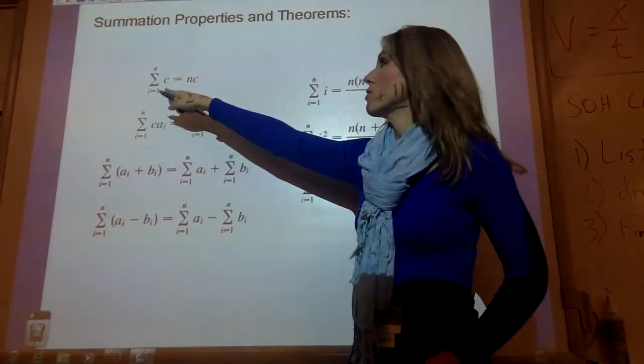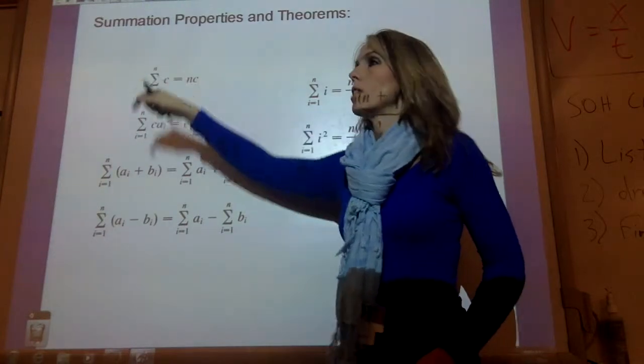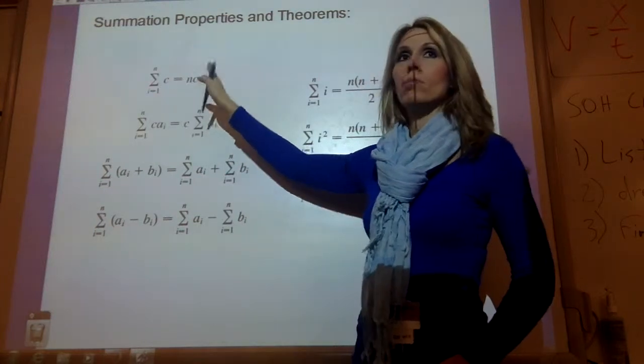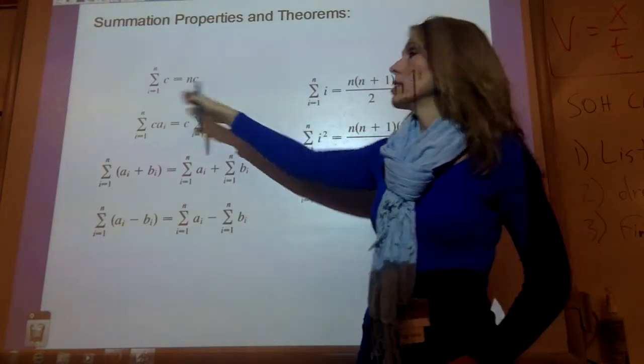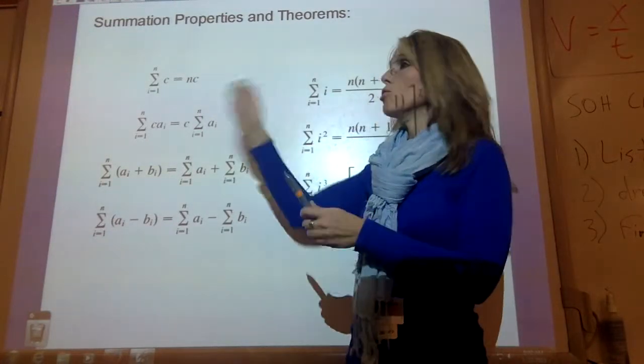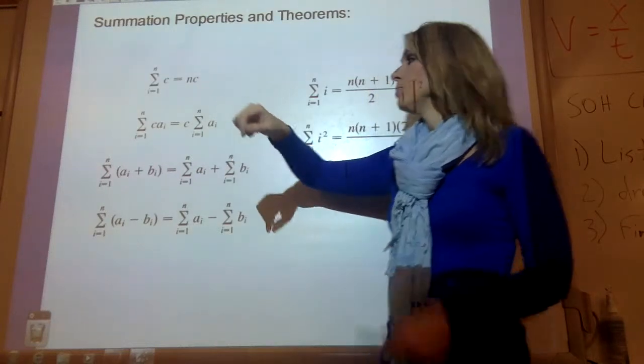I was mentioning yesterday, if you had something like a summation of 4, as i goes from 1 to 3, think about what you would write down. You would write 4 plus 4 plus 4. Since you don't have an i in it, you're never putting anything in there that changes, but you do have to write it n times, so it's just c times n.